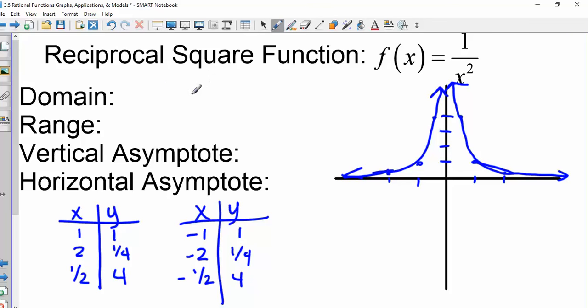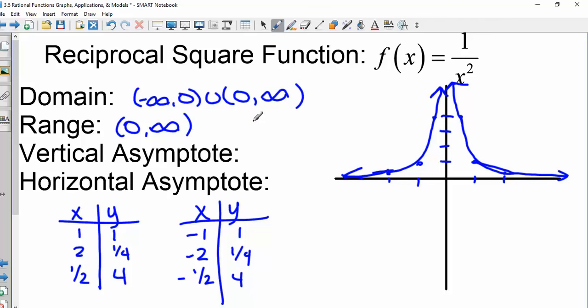So it would look like this. So what's my domain? It can equal 0, so negative infinity to 0, union 0 to infinity. The range, what y values are we getting? Everything positive, right? So it's just 0 to infinity. Parenthesis on the 0 because we never actually get 0 out.